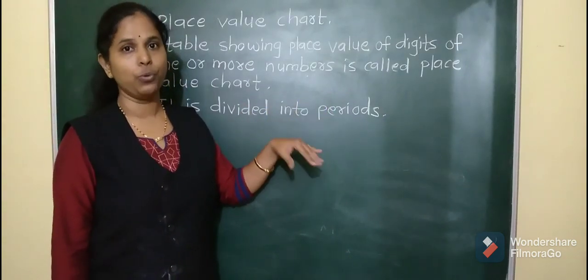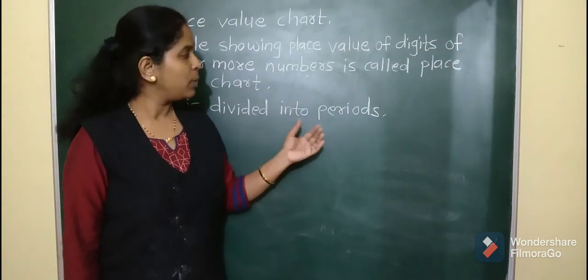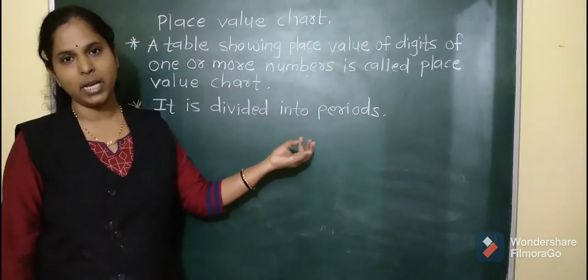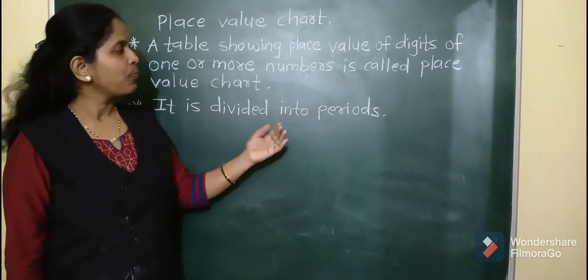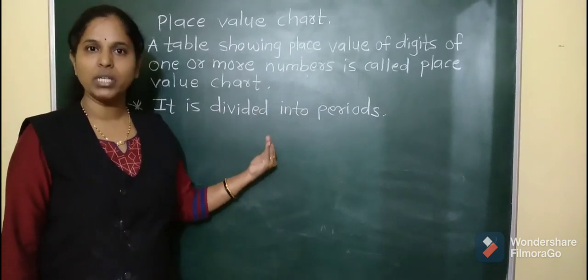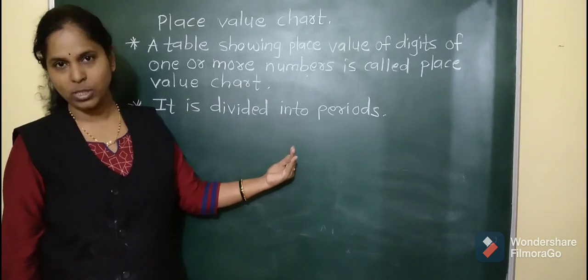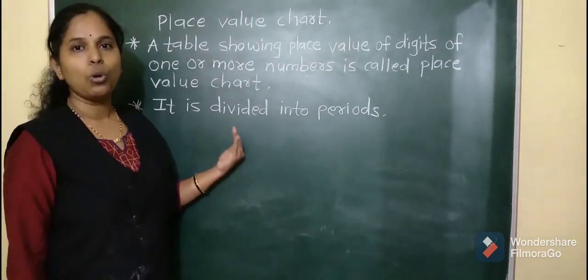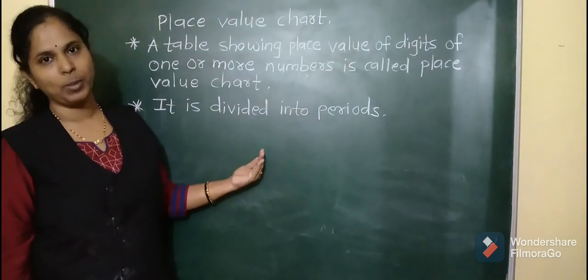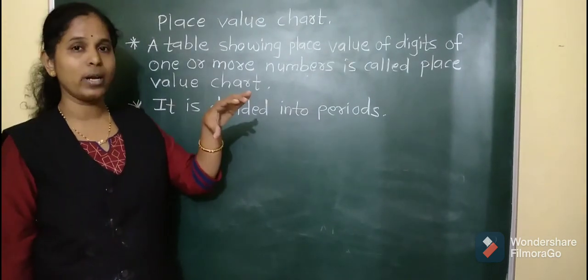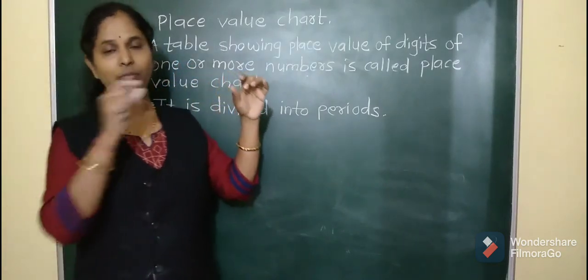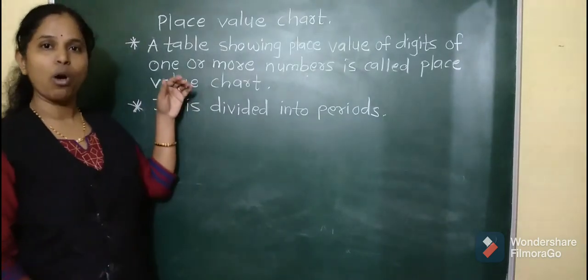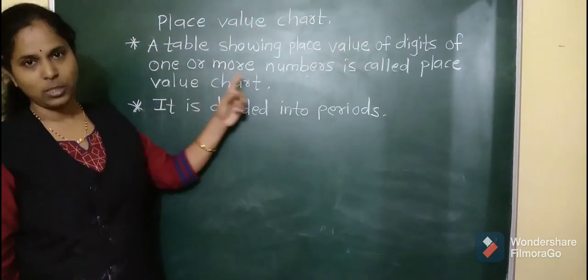I have already told you what is meant by periods. Periods means hundreds, tens, ones make the ones period. Then thousands, ten thousands make the thousands period. Then lakh, 10 lakhs make the lakhs period. Crore, 10 crore make the crores period. That chart where we are writing the numbers and which shows the place value of the digit is called the place value chart.